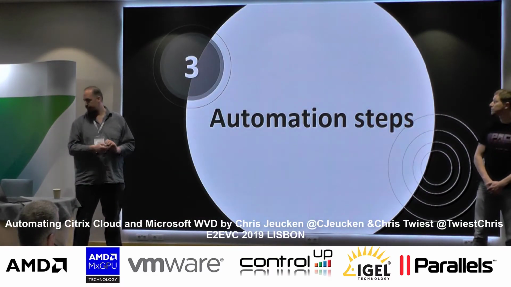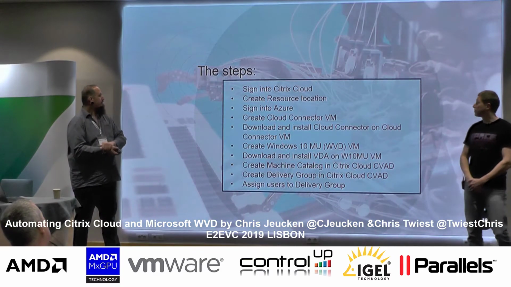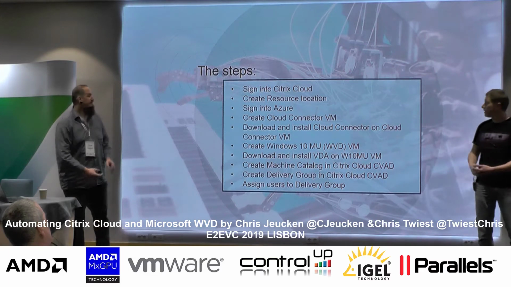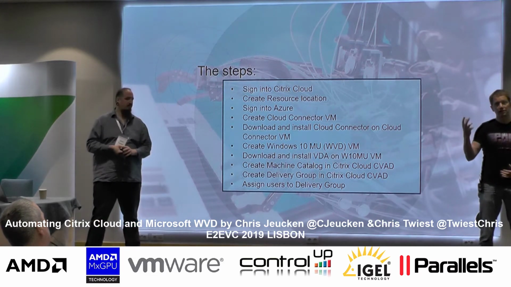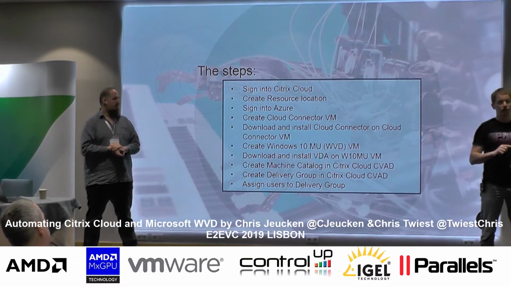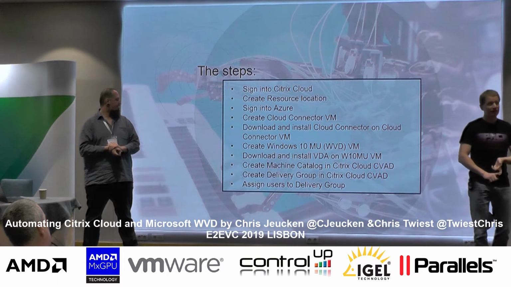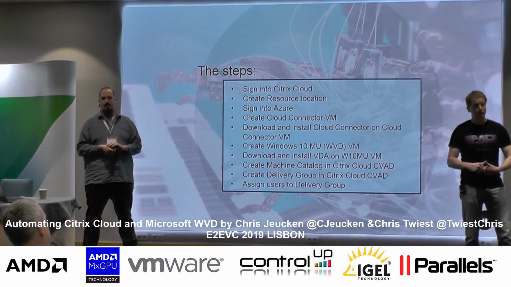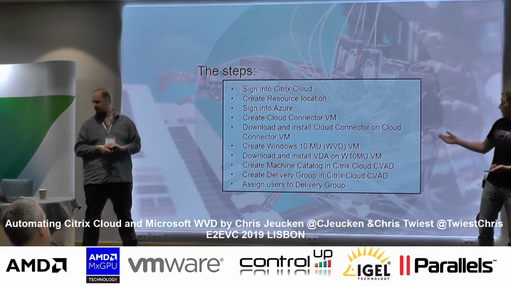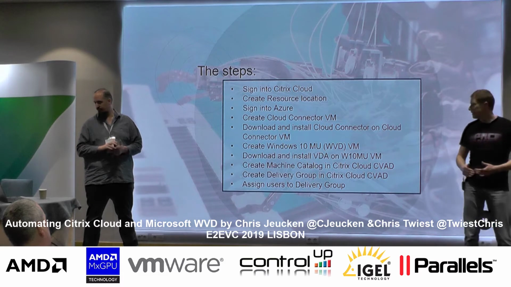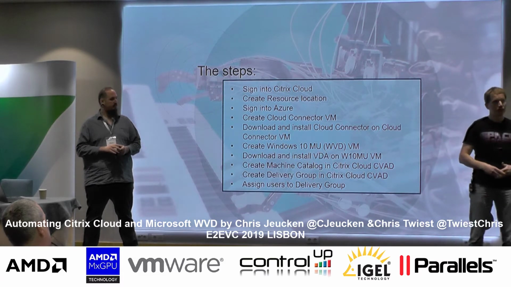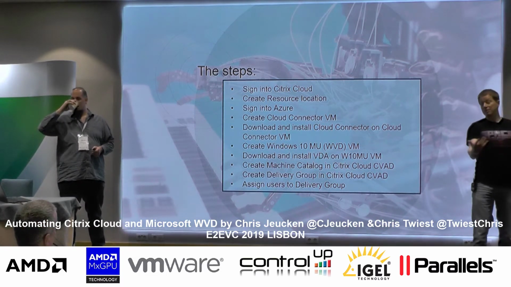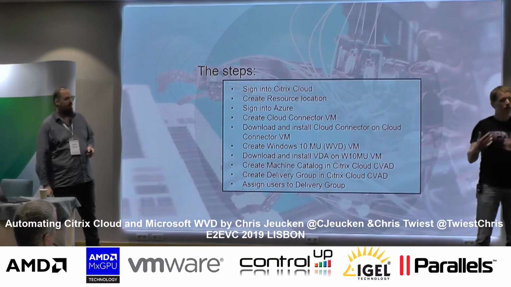So which steps do we need to automate to get to the desktop? Of course, you need to sign into Citrix Cloud, because if you don't, you can't do anything over there. Create a resource location that the Cloud Connector uses. You need to sign into Azure. You need to create a Cloud Connector VM. You need to download the Cloud Connector software and install it. We need to create the Windows 10 multi-user VM. We need to download the VDA and install it. Then, of course, the machine catalog and delivery group, and at the end, assign users to them. So at the end of the script, you actually have a URL you can use and an Active Directory group that you need to be in to use the desktop.